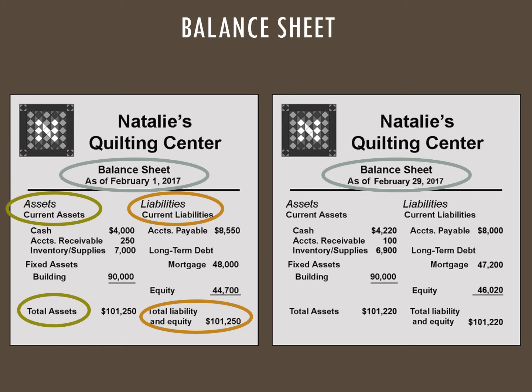Then we look at the accounts payable. So accounts payable has decreased. And then our long-term mortgage has decreased as well. So maybe we had a mortgage payment in there at some point.